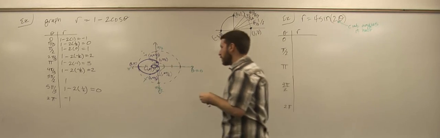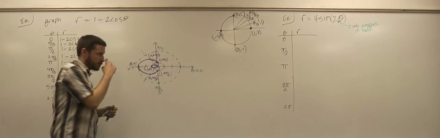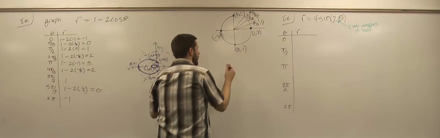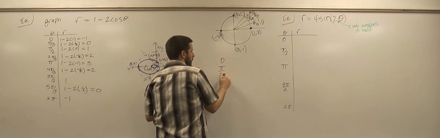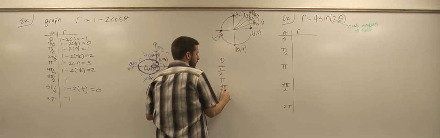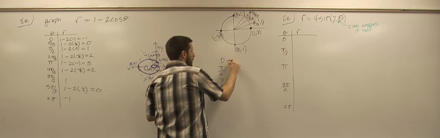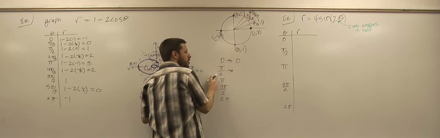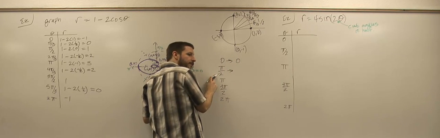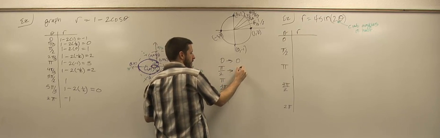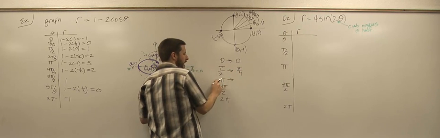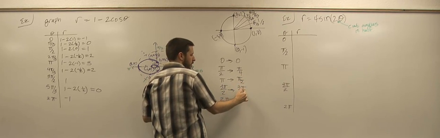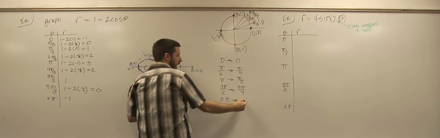Otherwise, you're not going to get enough points. Okay, so with these multiple angles, you're going to have to cut everything in half. So instead of going 0, pi over 2, pi, 3 pi over 2, 2 pi, if you cut 0 in half, what do you get? 0. If you cut pi over 2 in half, what do you get? Pi over 4. You just multiply by 1/2. You cut this guy in half, you get pi over 2. 3 pi over 4, pi.